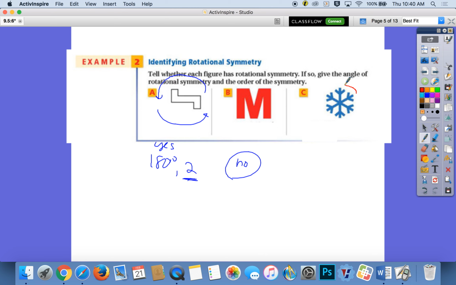Let's look at this one right here. If I take this snowflake and rotate it once, I get rotational symmetry. Twice, 3, 4, 5, 6. Okay? So yes, it has rotational symmetry. How many degrees are in a rotation? 360 degrees. I said 1, 2, 3, 4, 5, 6 times can it be rotated? So 360 divided by 6 is going to give you 60 degrees. That's the angle of rotation. And then the order is going to be 6. That's how many times it can be rotated and lay on top of itself.